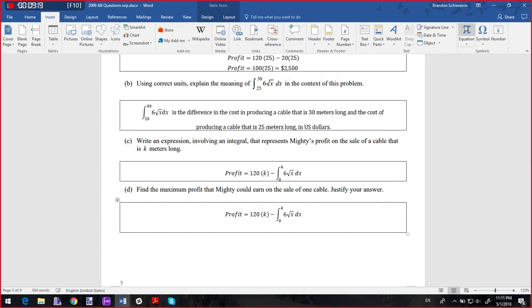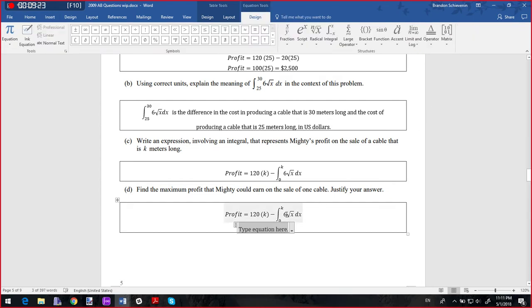So if I derive this, I'll say the derivative of profit is equal to 120 minus, if I derive this integral, that's the second fundamental theorem, so I'll have to plug in k. So that would be 6 root k times the derivative of k, which is 1. Minus my lower bound, which is 6 root 0 times 0, which is 0. So my derivative of profit is just this: 120 minus 6 root k.